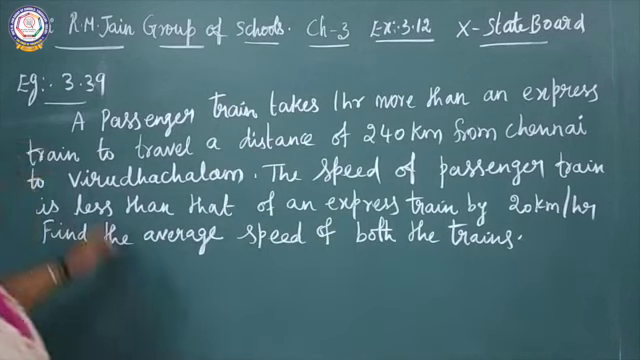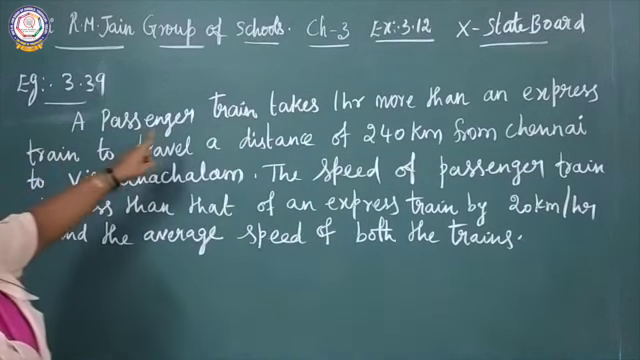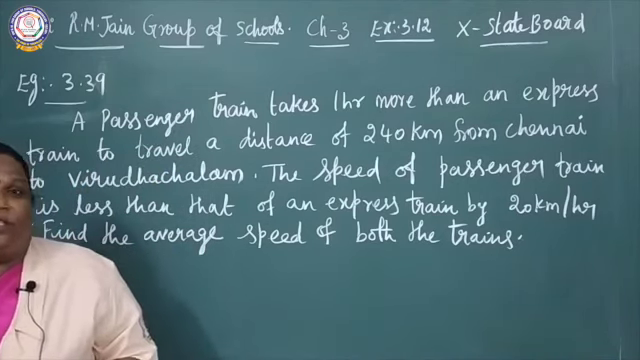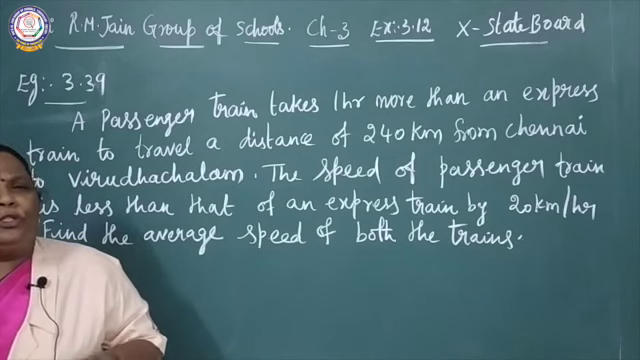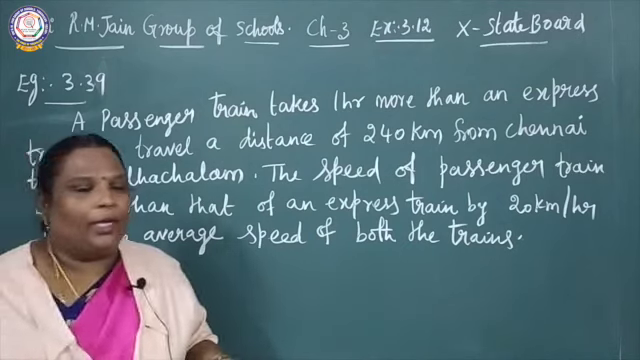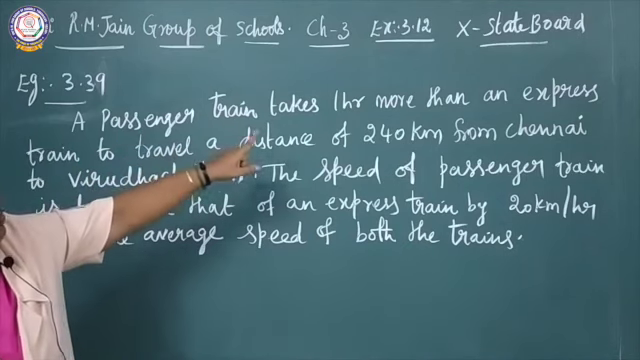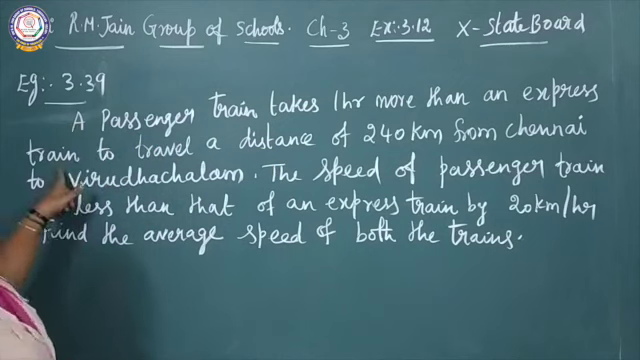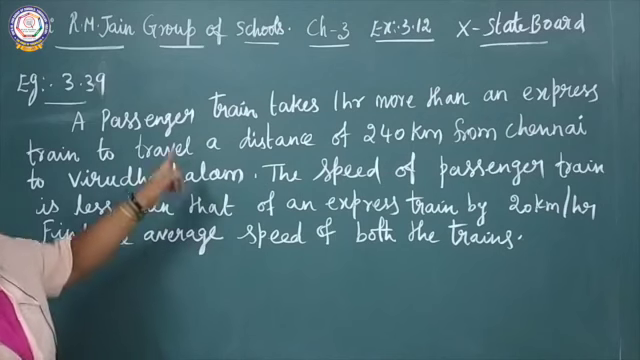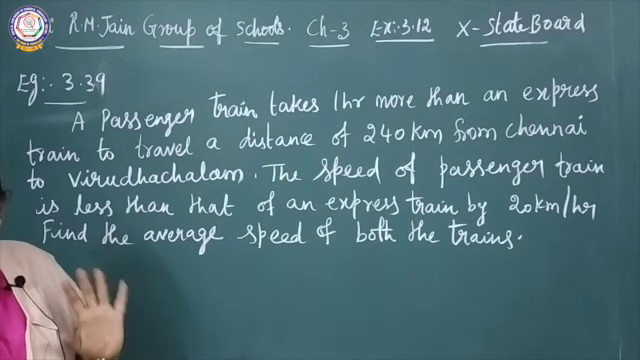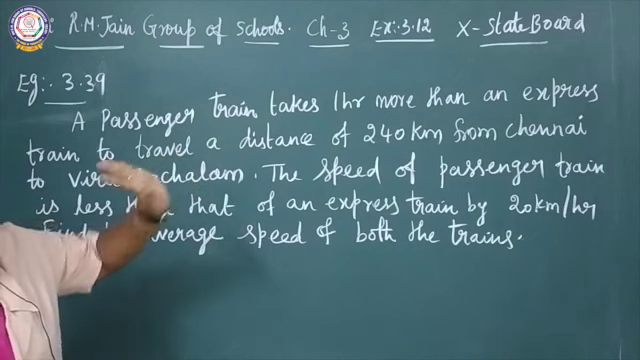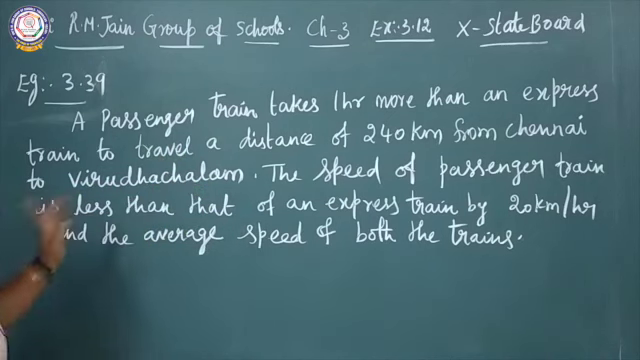See, example 3.39, a passenger train. Two trains are there. One is a passenger train and another is an express train. The passenger train usually goes slowly, and the express train goes fast. A passenger train takes 1 hour more than the express train to travel a distance of 240 kilometer. It takes 1 hour more than means it's add. From Chennai to Virudhachalam.